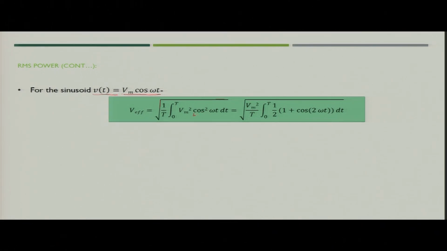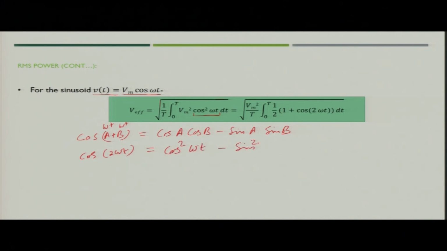Now, if you see this particular term, if you recollect, we discussed cos of A plus B is nothing but cos A cos B minus sin A sin B. Now, if you keep A and B both the same, suppose in this case let us say A is also omega t, B is also omega t. So, this will become cos of 2 omega t, and that will become cos square omega t minus sin square omega t. Now, if you add cos square omega t and subtract also the same term, that is cos square omega t, it will not have any impact on the overall equation.